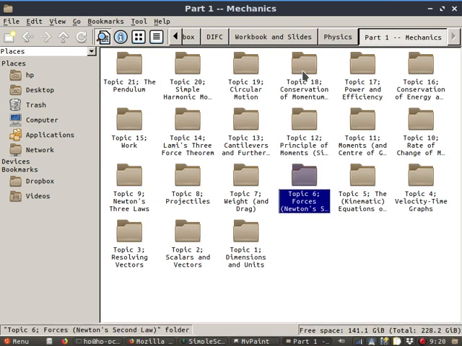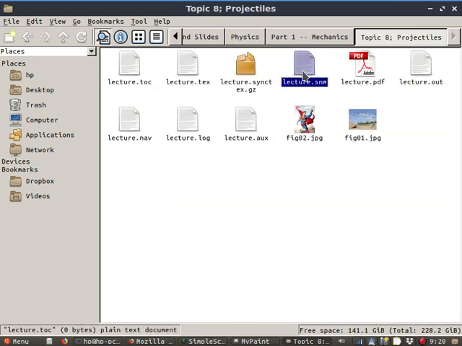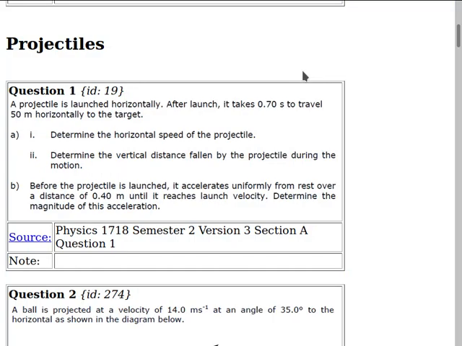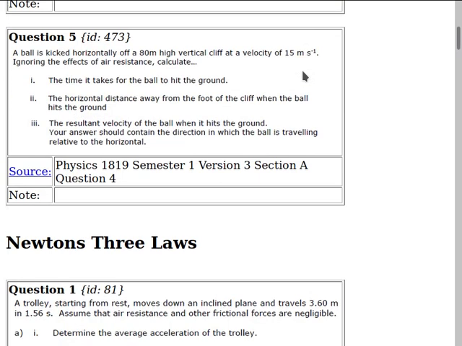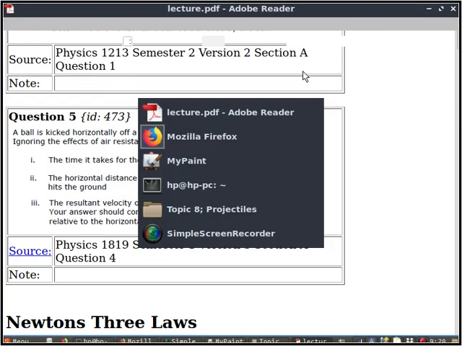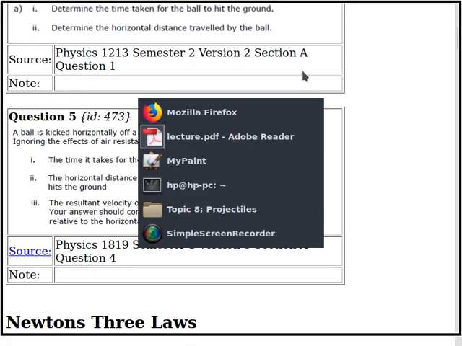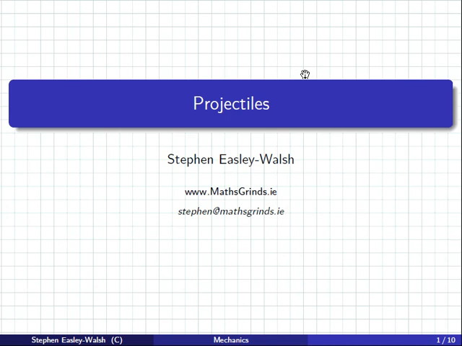Mechanics, projectiles. How many are there? Yeah, five, okay. Alright. You can write that down, projectiles.